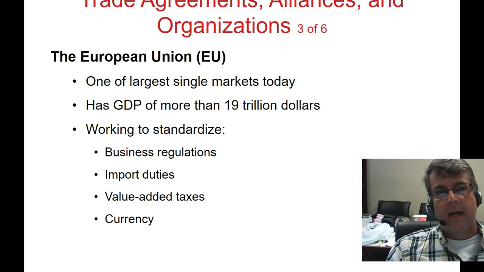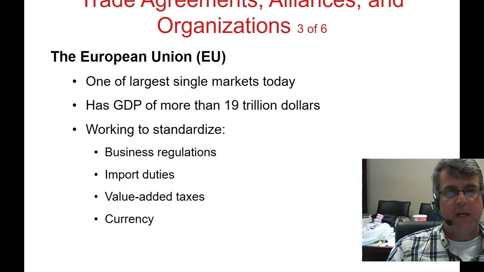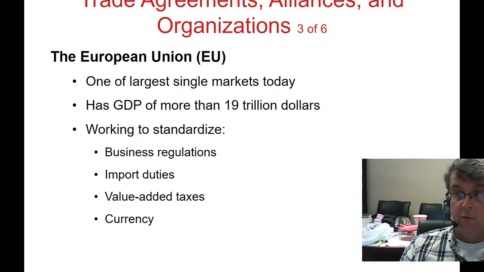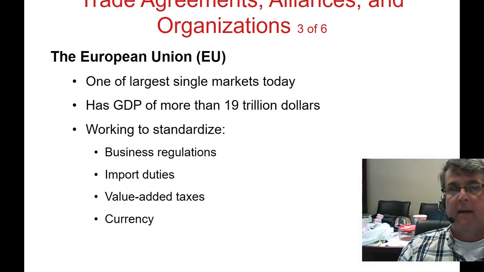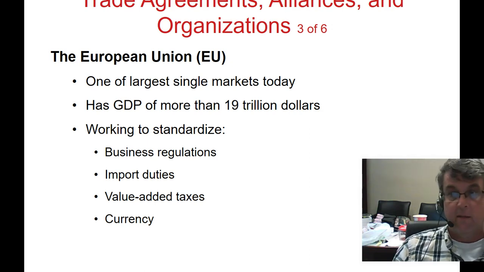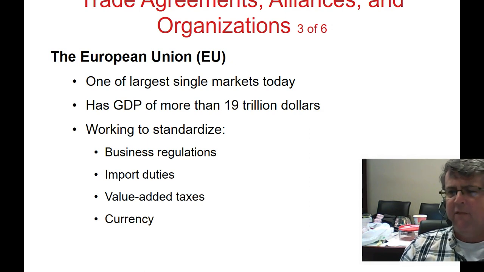The European Union is one of the largest single markets today. It has a GDP of more than $19 trillion. It's almost the size of the US. In their agreement, they're trying to standardize business regulations, import duties, value-added taxes, and currency. In my view, this is the wrong way to go about doing things, and it has caused some problems. Workers in France, products in France, other people don't necessarily want products that match those specifications.